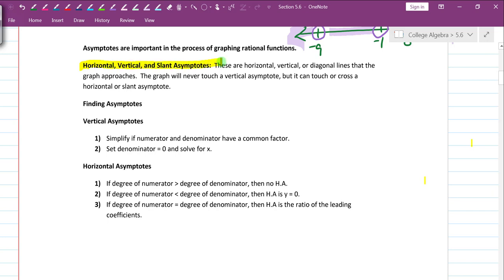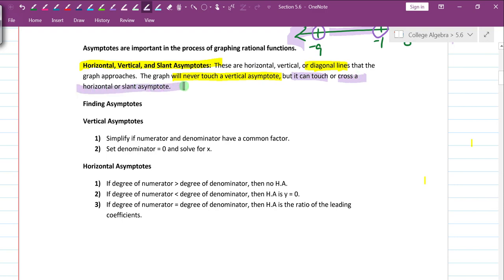I prefer the name oblique because it's just more of a typical math term. But I will do my best to use the word slant asymptote. If I should slip up and use the word oblique, though, you'll also now know what it means. So we have horizontal, vertical, and diagonal lines. Diagonal lines would be the slant or oblique asymptotes that a graph approaches. The graph will never cross a vertical asymptote, but it can touch or even cross a horizontal or slant asymptote.